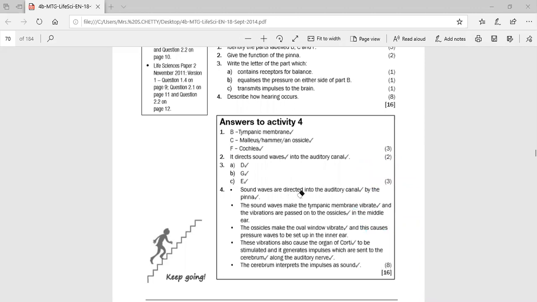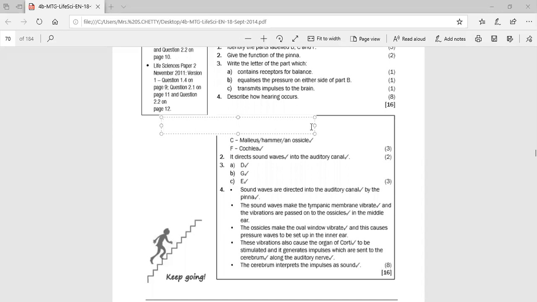Sound waves are directed into the auditory canal by the pinna. Sound waves make the tympanic membrane vibrate, and the vibrations are passed to the ossicles, or you can say to the hammer, anvil, and stirrup. The ossicles will make the oval window vibrate. So PAT would be: pinna captures the sound. A would be auditory canal, will allow the sound waves to go through, and T would be the tympanic membrane vibrates. Let me just write it down here, darlings, one more time.